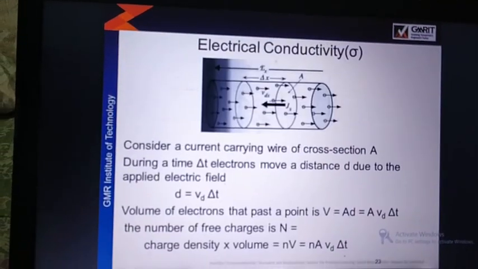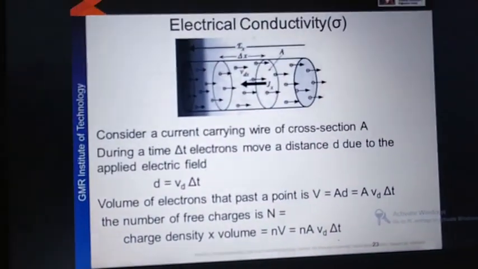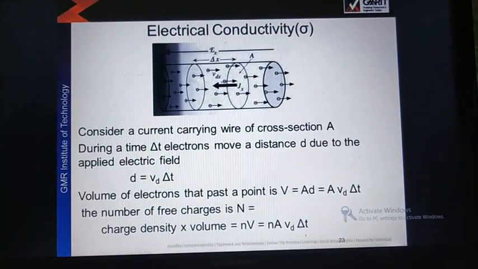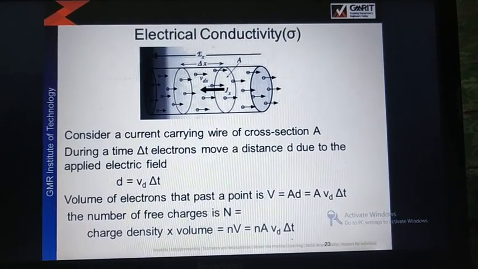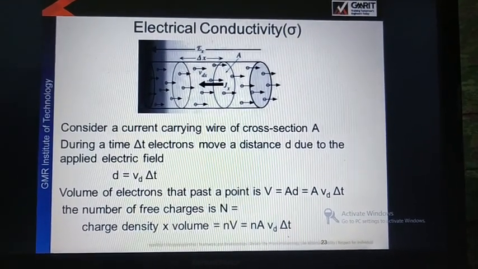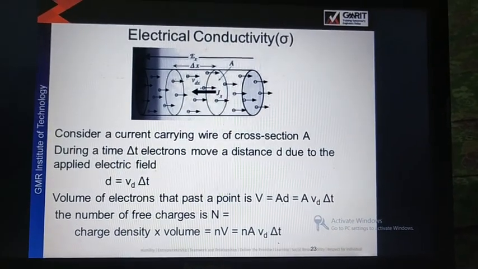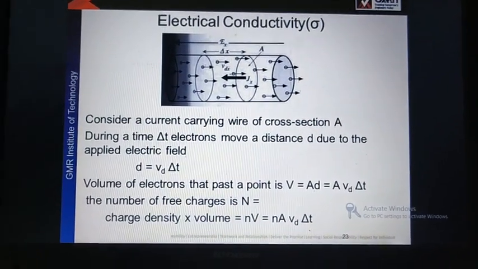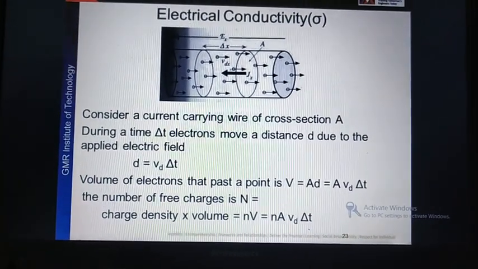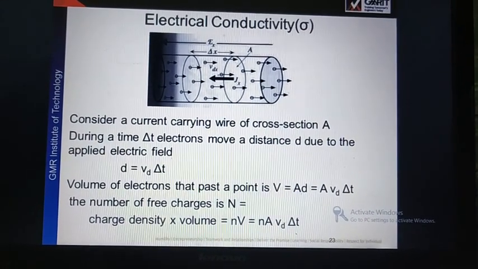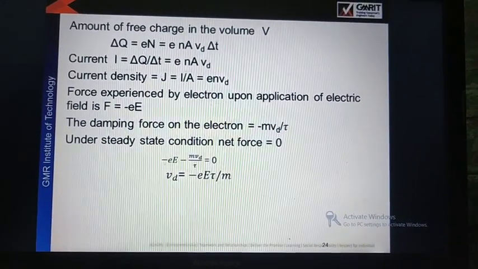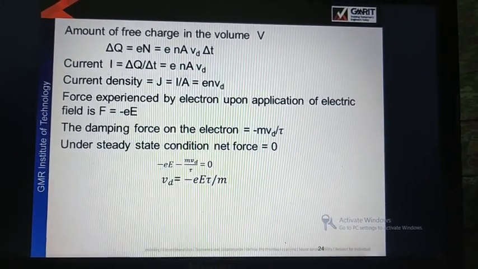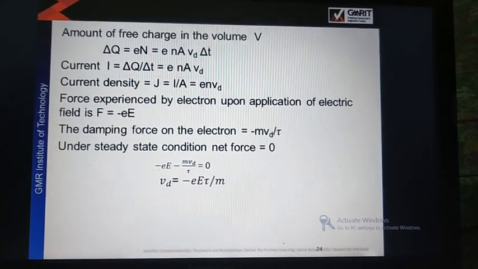Okay, so let me go through the derivation again. What we are trying to do is determine the electrical conductivity. For this I consider a current carrying wire of cross section A. I find the free charges present, that we got NAVd into delta t. N is representing the charge density, the electron concentration, which depends upon the number of valence electrons. From this I found the amount of free charges, and from that I found the current value, and from the current I found current density, which is J is equal to I by A.